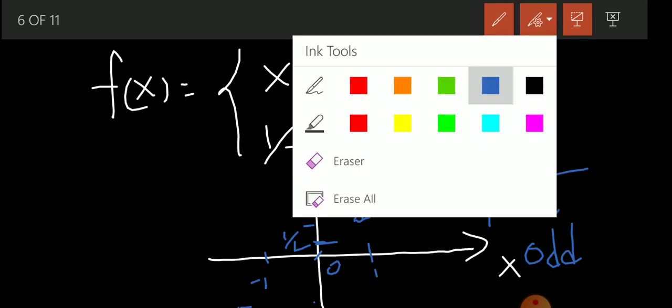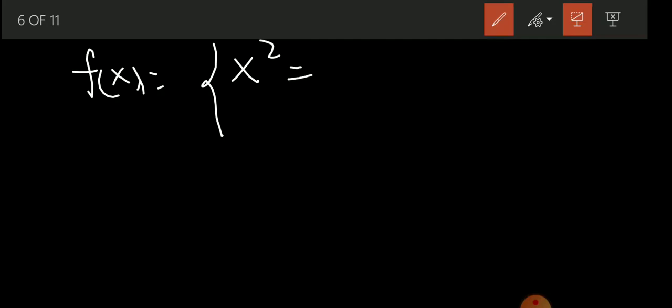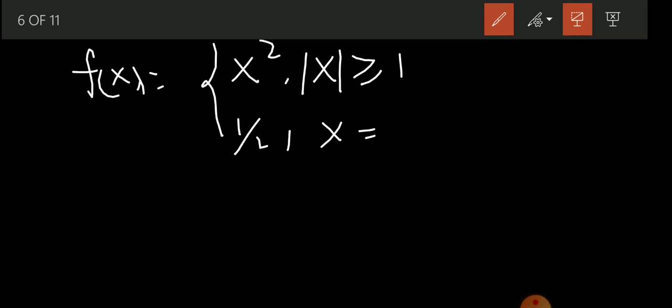Let's take some more examples. Despite this, for an even function, if we define a function this way, let f(x) equal to x square for mod x greater or equal to 1, and 1 by 2 for x equal to 0. Now we have to test whether this function is odd or even. Of course it may be even, as students can recall. So we have to verify whether this function is even or not.